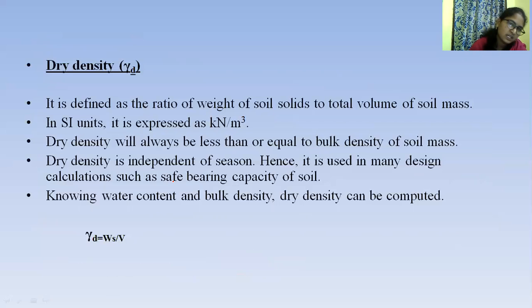Next definition, dry density. Dry density or dry unit weight. It is expressed as the ratio of weight of solids to the total volume. Here units will be very, very important in our semester exam also. Kilonewton per meter cube. It is used for knowing the water content, and from bulk density, dry density can be computed.